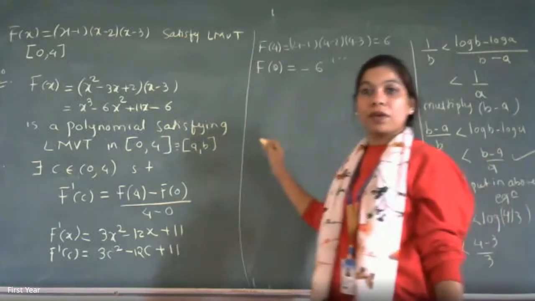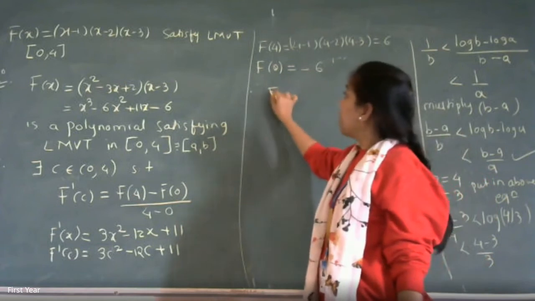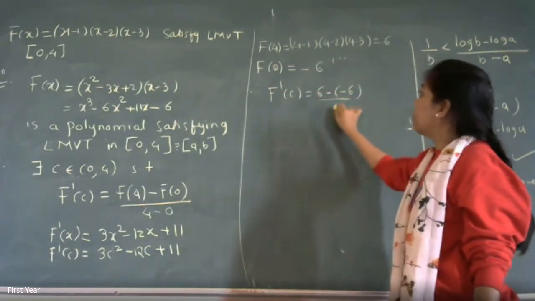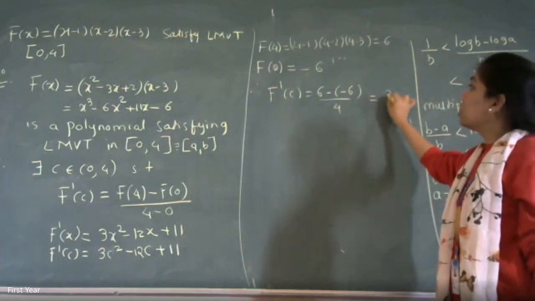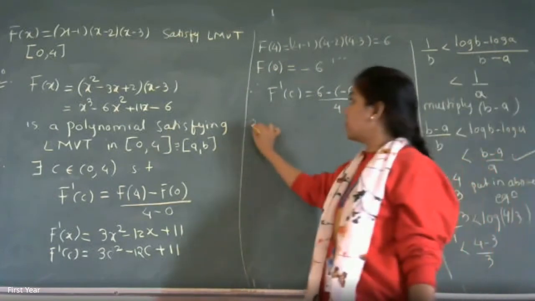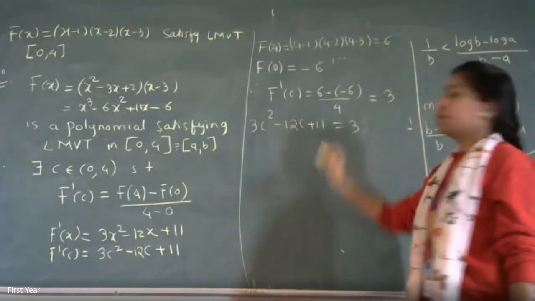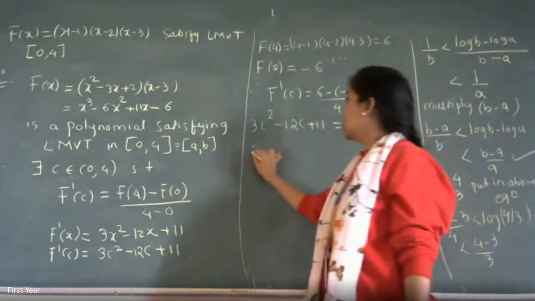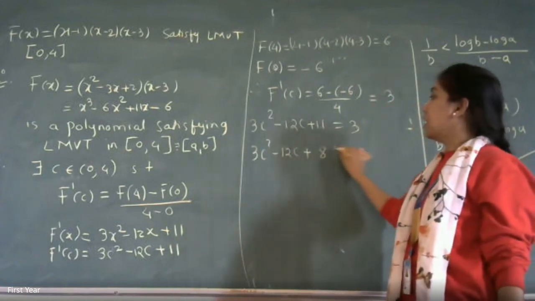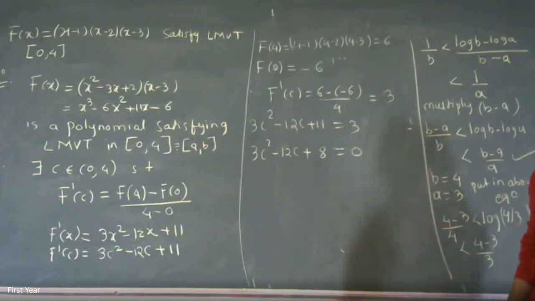And therefore, your answer will become f dash of C is equal to 6 minus of minus 6 divided by 4. That is 12 by 4, which is 3. So simply put the value of f dash of C now. What is f dash of C? 3c square minus 12c plus 12 is equal to 3. So that gives you 3c square minus 12c plus 11 minus 3 is equal to 3. So solve this quadratic equation, that will give you the roots.